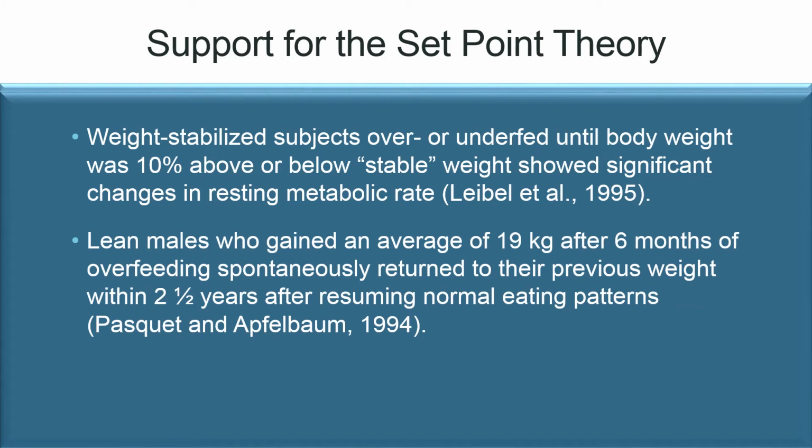Similarly, lean males who gained an average of 19 kilograms after 6 months of overfeeding spontaneously returned to their previous weight within 2.5 years after resuming their normal eating patterns. So these are just two examples of many studies where people have been either overfed or underfed and forced to gain or lose weight, and then were allowed to eat spontaneously in a way that seemed appropriate. And these spontaneous eating behaviors are very consistent with something like the set point theory that says your body wants to be at a certain weight, and whether you gain or lose or deviate from that weight, which is not necessarily the weight you want to be at, biologic factors will come into play that return you to what the body sees as its ideal weight.